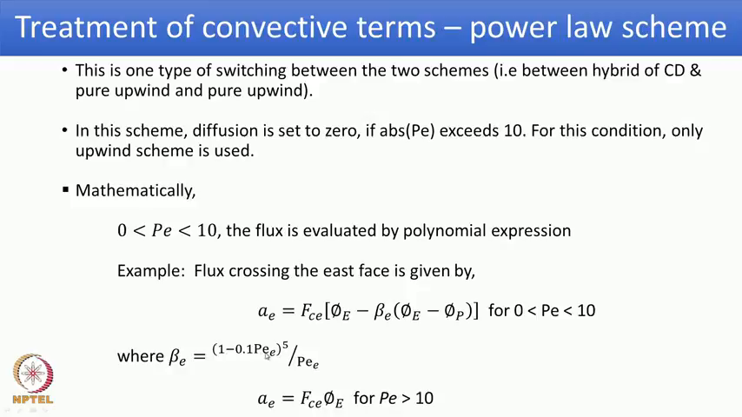If the value of P is less than 10, then you have some fraction value beta, and that goes into this value beta as some fraction, for example, 0.9. Then this is pure upwinding, phi e is pure upwinding in the first term, and the second term is kind of central differencing. So this has a combination of pure upwinding and central differencing type of evaluation. That is why I said it is a hybrid between two schemes, a hybrid of CD and pure upwinding.